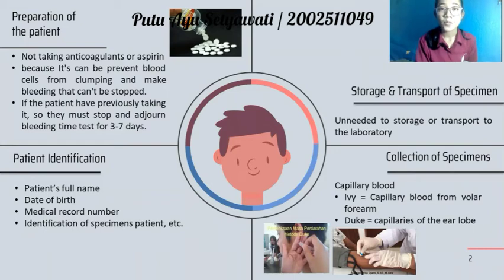Next, storage and transport of specimen. For the bleeding time test, there is no need to store or transport the specimen to the laboratory because the blood is only allowed to drip while doing the counting until the bleeding stops.